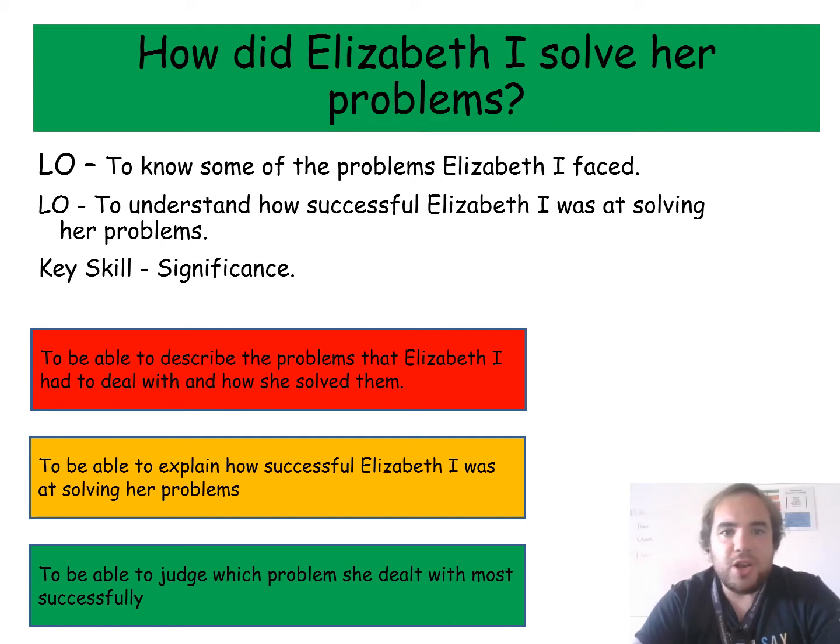Hi Year 7, the title of today's lesson is How did Elizabeth I solve her problems? With two real key objectives here: to know some of the problems that she faced and to understand how successful she was at solving those problems.